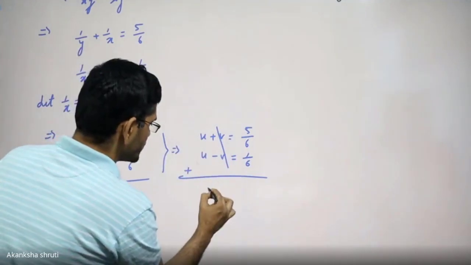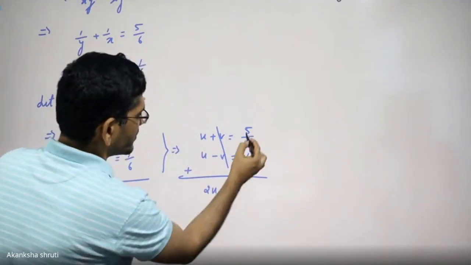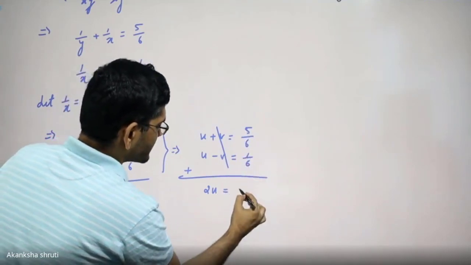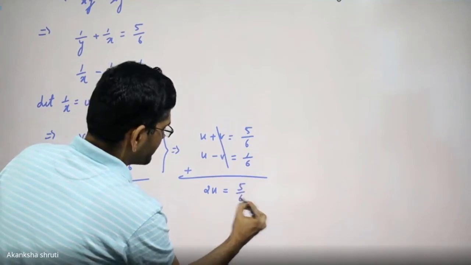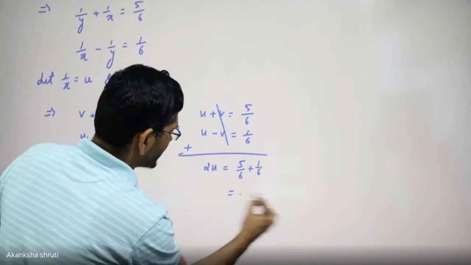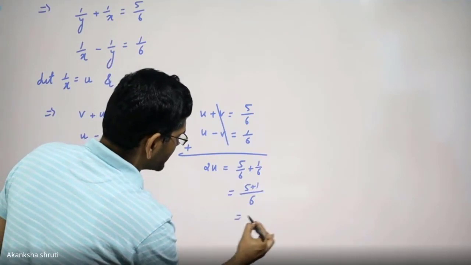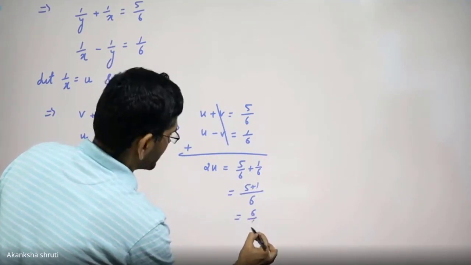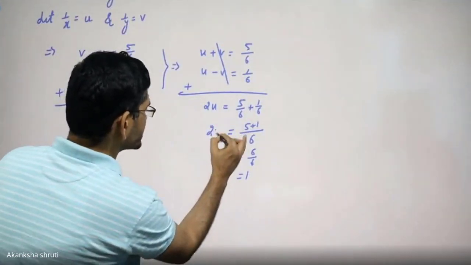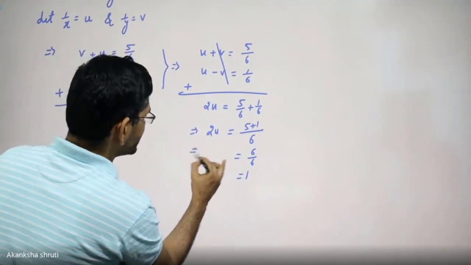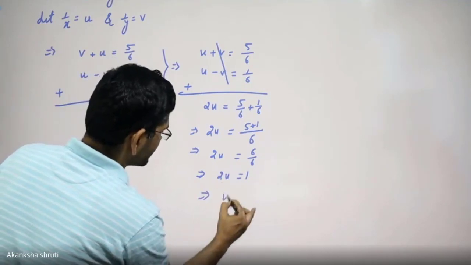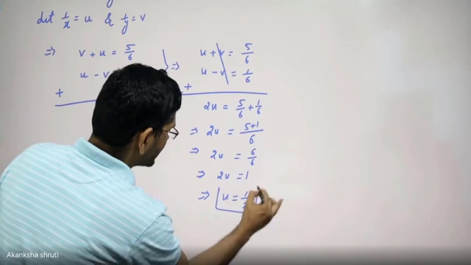u plus u become 2u is equal to 5 by 6 plus 1 by 6. So let me write 5 by 6 plus 1 by 6. Students, it is the addition of two fractions. So 6, it is 5 plus 1, it is our 6 by 6, it is our 1. What is this? This is our 2u. Do not forget, students. Whatever we have calculated is the value of 2u. So this will give us the value of u as 1 by 2.